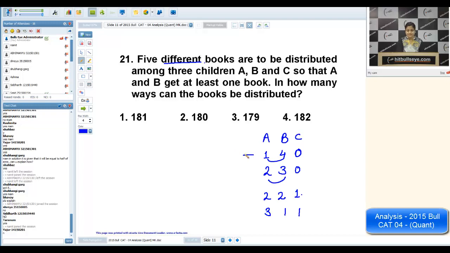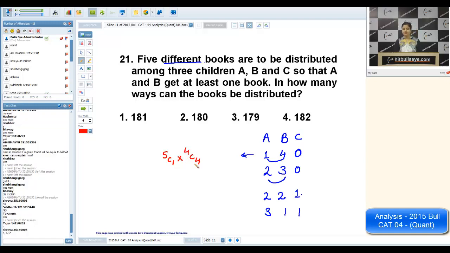So if I take the very first case, you have 5 different books with you. You want to distribute any one out of 5 to A. That can be done in 5C1. Of the remaining 4 books, the complete pile you will give to B. There is only one way. But we will multiply this by 2. Why so? Because it can be the other way also.